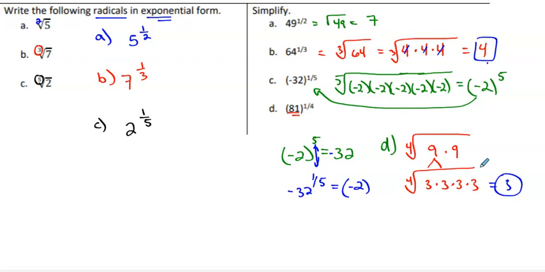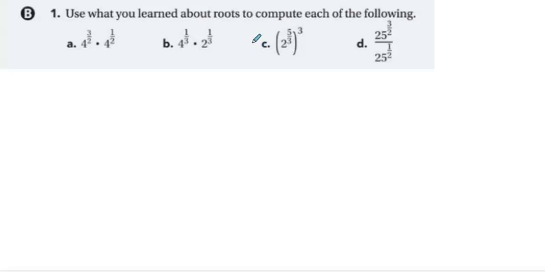Alright, so this is writing the radicals in exponential form and simplifying these radicals. I might post a video on simplifying radicals. This is still a little confusing, but let's take a look at a couple examples and see what we know. So this is part B in this packet. Use what you learned about roots to compute each of the following.